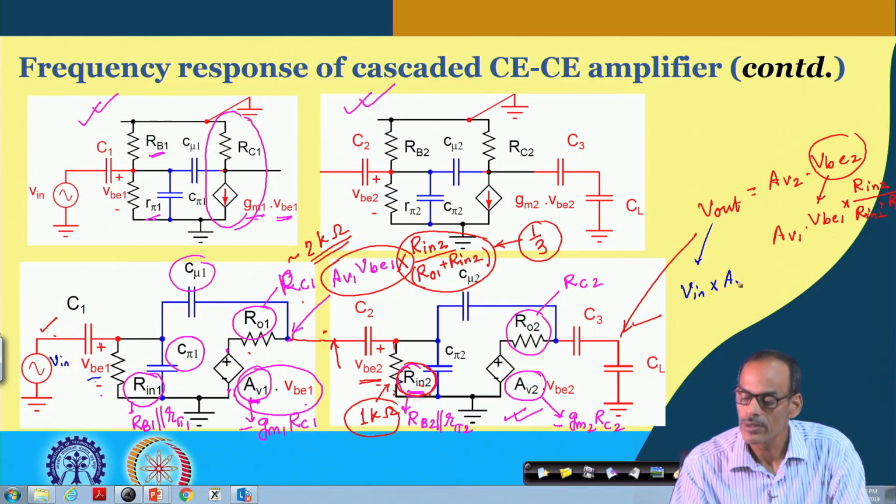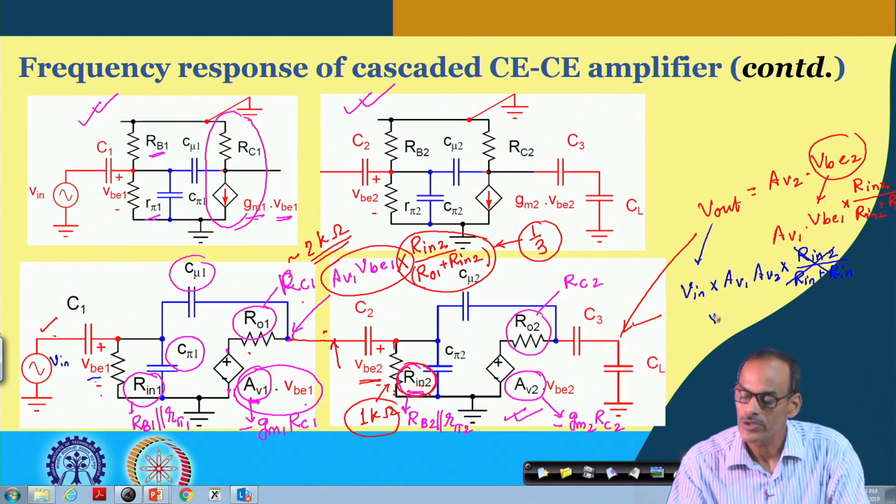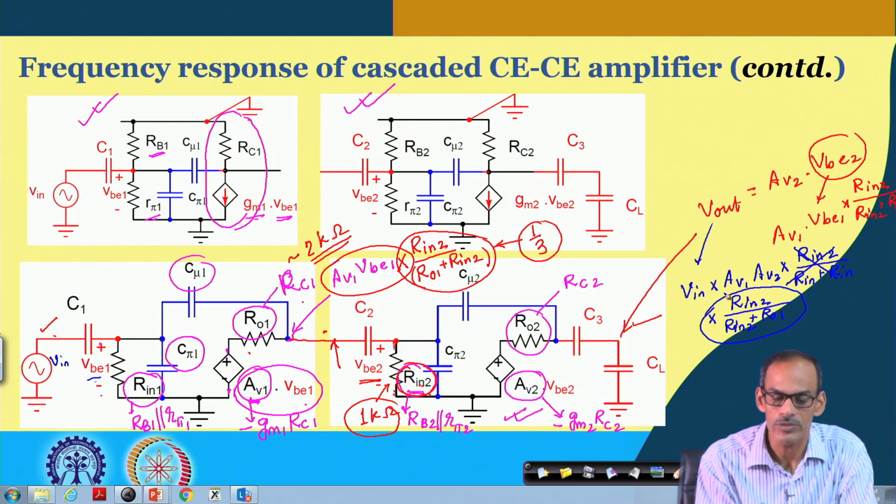AV1 multiplied by AV2 multiplied by the attenuation factor Rin2 divided by Rin2 plus RO1. So, that attenuation factor is Rin2 divided by Rin2 plus RO1. So, this is one attenuation that is experienced due to this cascading.